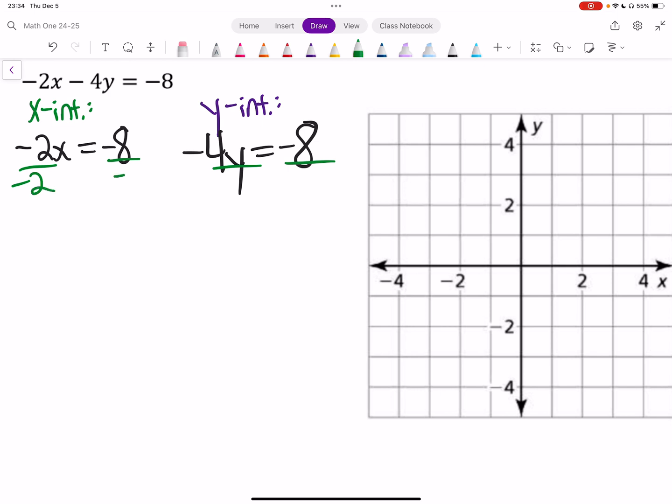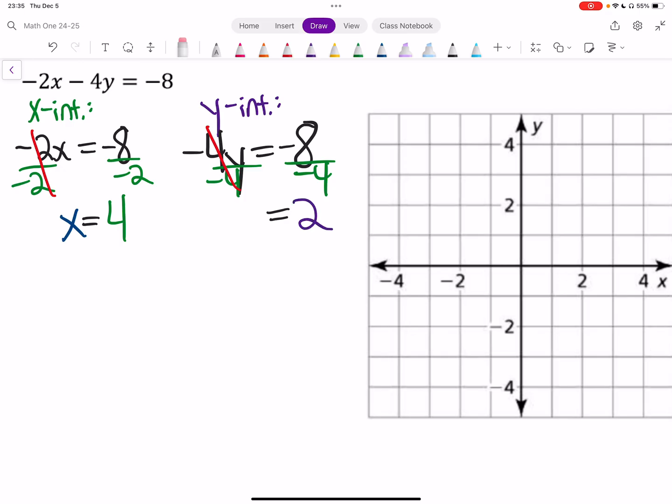Similar to the previous problems, we are once again going to solve each equation by division because what's happening is multiplication. In the first set, x is equal to positive 4. In the second set, similarly, y is equal to positive 2.